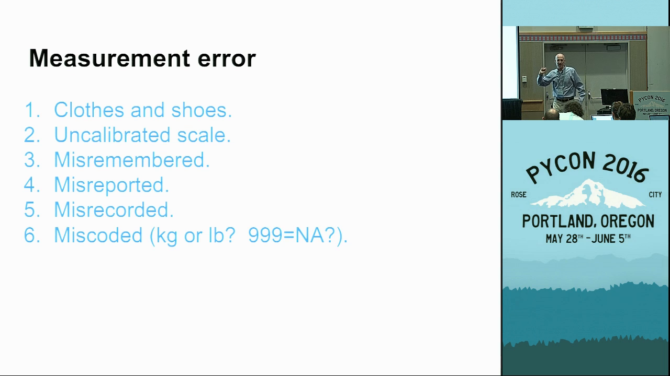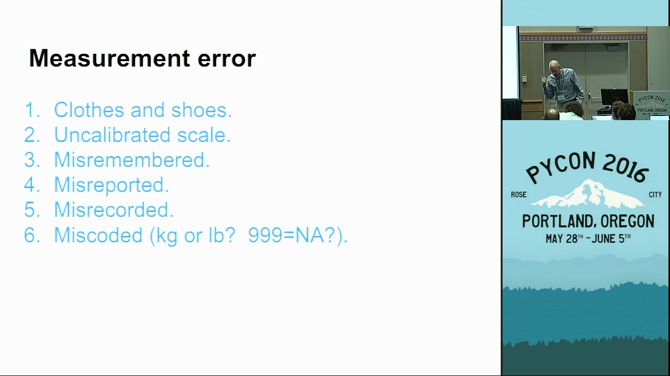Measurement error is another thing that can go wrong. When you ask someone how much they weigh, you didn't say whether you went with clothes and shoes or not. Their scale might not be correct. They might not remember their weight. They might not tell you honestly what their weight was. It might get written down wrong, and it might get coded incorrectly.